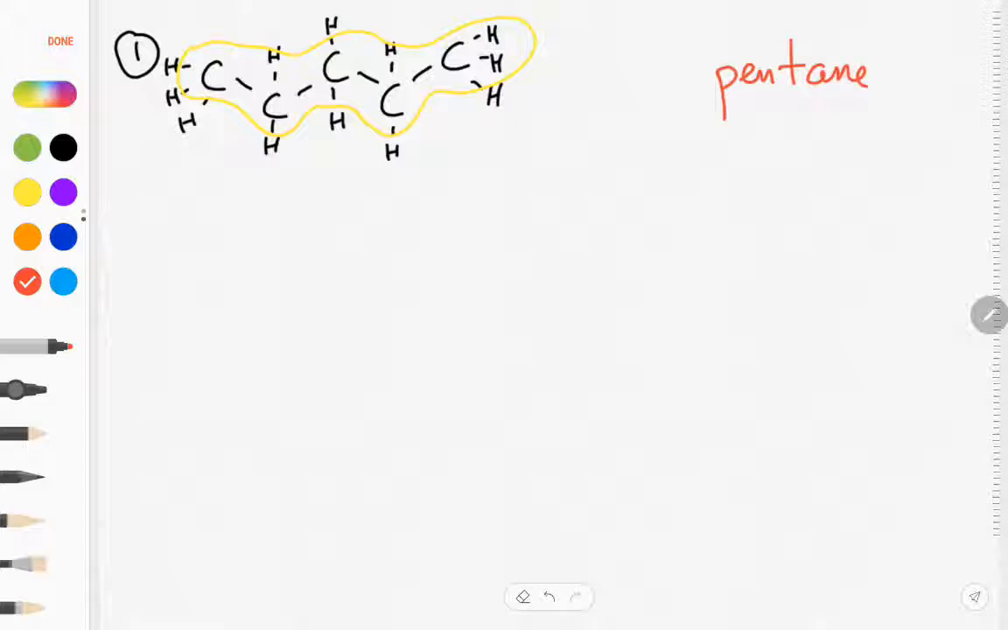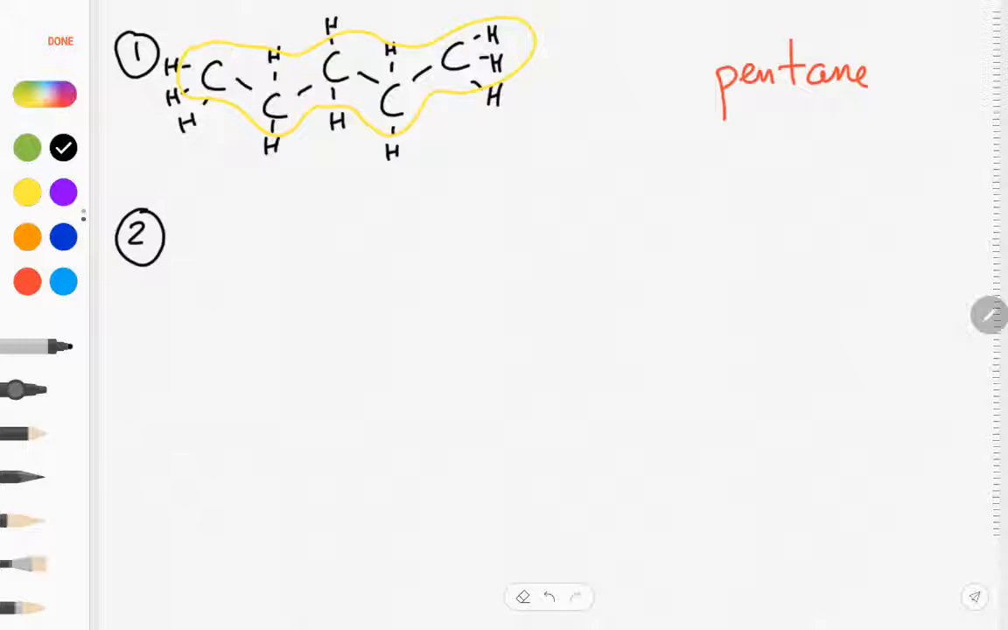And then, are there any additions or substituents, like anything other than hydrogens, hanging off those main parent chain carbons? And there isn't. So that's it. You're done. That's number 1. It's a pentane. There's a simpler pentane. So let's do number 2.